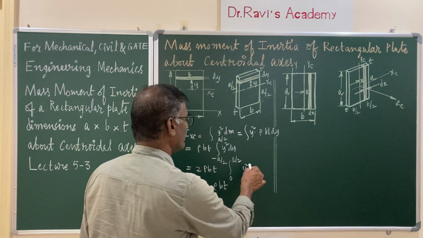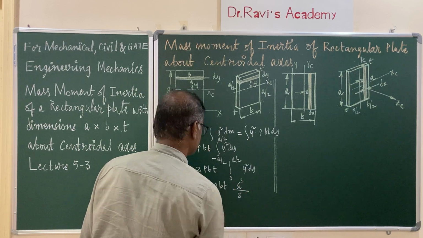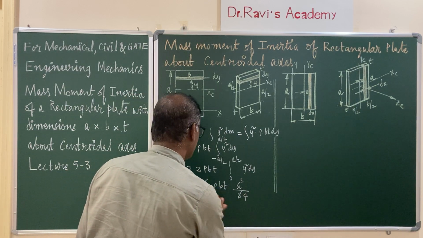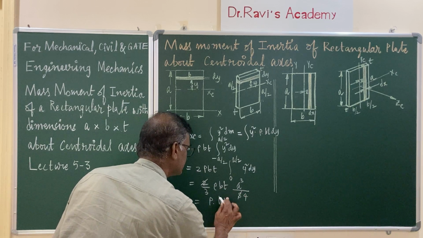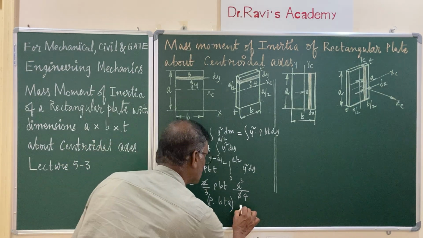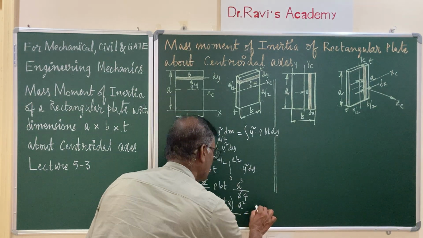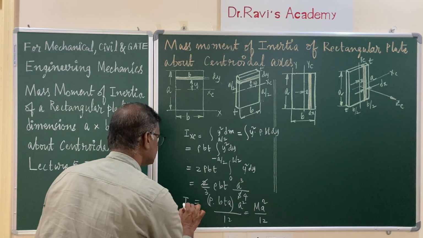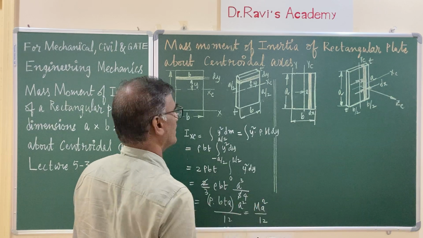This becomes y cube, meaning a cube divided by 2 cube is 8, and you see that 2 fours are 8, and you have 12. You can write rho into bta, that is the volume of the plate, into a square divided by 12, and this value is m a square by 12. The moment of inertia about the centroidal x-axis is m a square by 12.